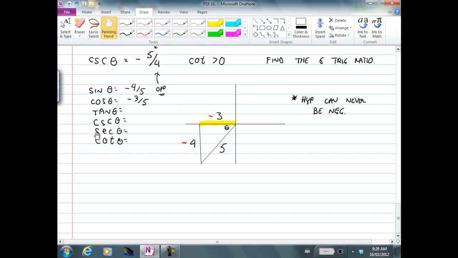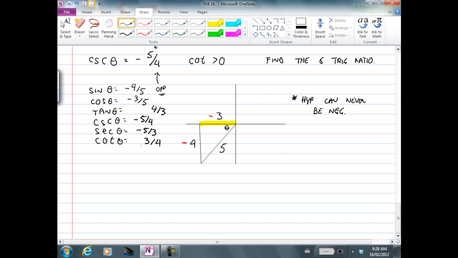A lot of you will come crying to me when you forget that negative tomorrow on your quiz. Tan theta. Okay, opposite over adjacent. So it'd be just 4 over 3 because the two negatives cancel out. Okay. Cosecant theta. We know already the answer is negative 5 over 4. And I'm going to speed things up a bit. Negative 5 over 3 and 3 over 4. Okay. That's how you do this.